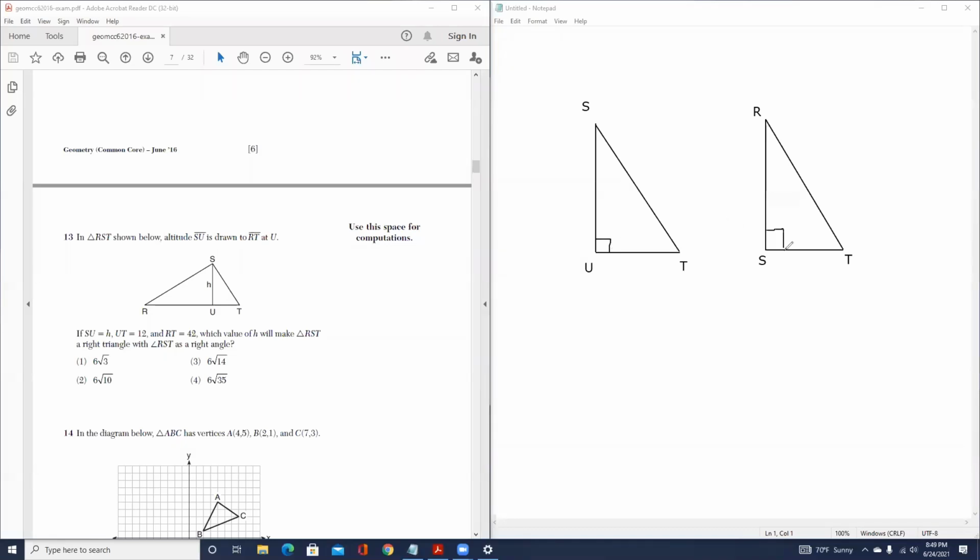And we see that both these angles, SUT and RST, are right angles. Now the system is proportional, so we know that UT over SU equals SU over RU.